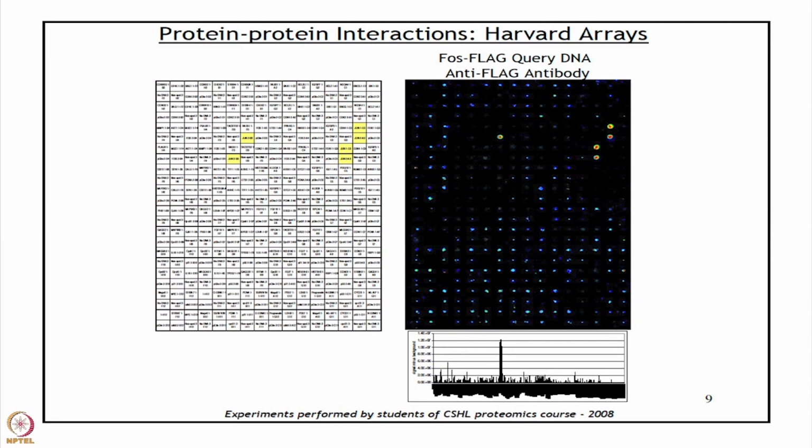The idea here was the same experiment. You can see the layout of the chip on the left side, where we are hoping that the FOS is going to bind to the Jun with the yellow spots which are seen, and on the right side you see after doing the actual experiment we could see those signals for the duplicated spots of the Jun showing the binding with the FOS query protein.